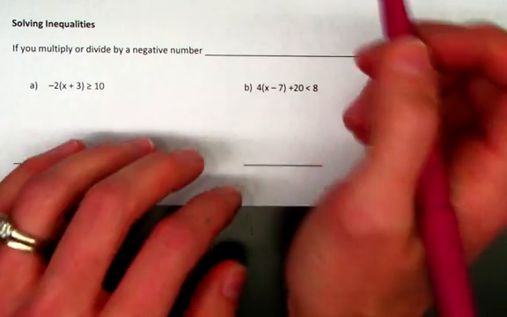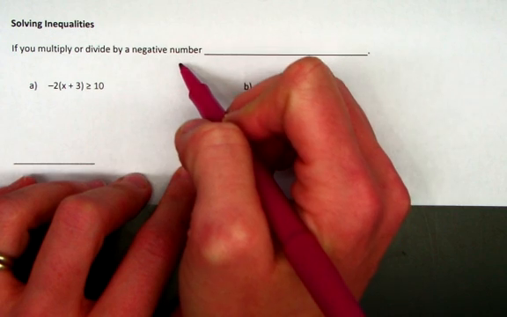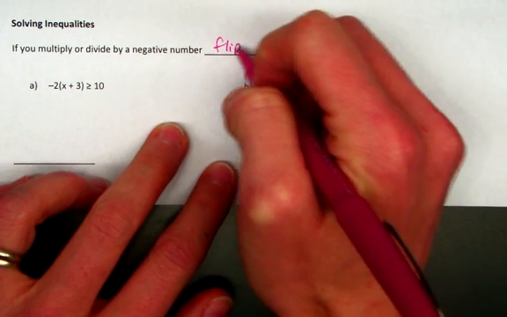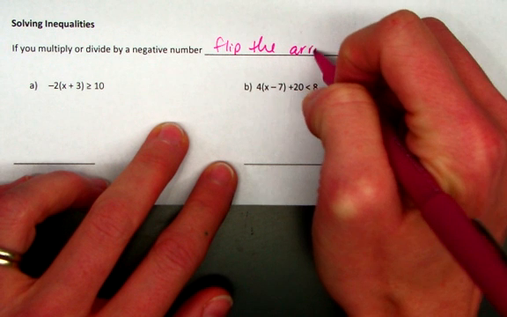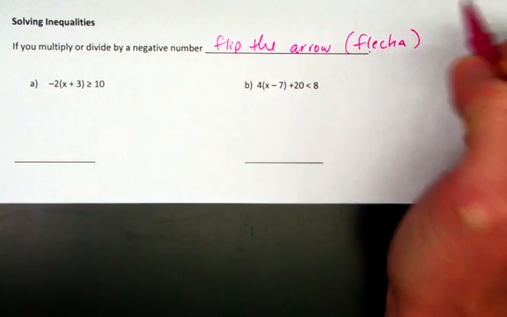For solving inequalities, it's really important to remember that if you multiply or divide by a negative number when you're solving, you want to flip the arrow. So flip the flecha. So you want to remember that.